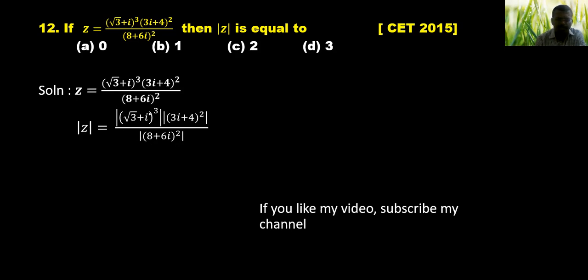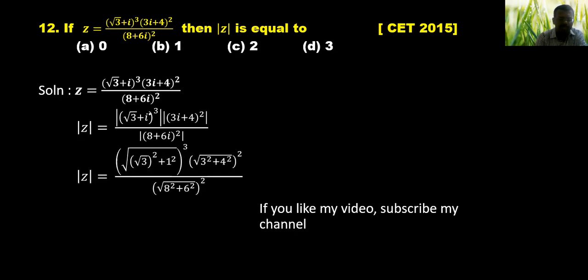So mod of root 3 plus i is what? Root 3 square is 3, 1 square is 1, root 4. So root 4 is 2, 2 cubed we get. So 2 cubed is 8. Here root of 3 square plus 4 square: 3 square is 9, 4 square is 16, 25. Root cancels, we get 25. Here 8 square is 64, 6 square is 36, we get 100. So 25 ones are 25, 25 fours are 100, so the answer is 2. That is option C. Question number 12, C is the answer.